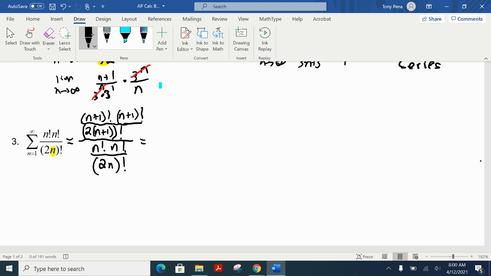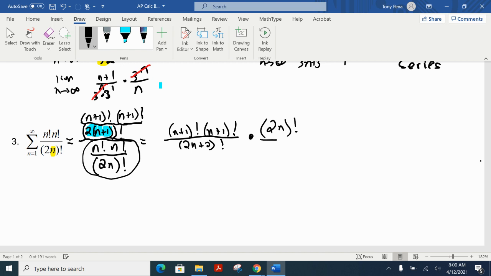All right, so now let's go through this here. The first thing I'm going to do, even before we get into that, is write this as two separate fractions. So I'm going to do an n plus 1 factorial, an n plus 1 factorial, all divided by 2n plus 2 factorial. So that's the n plus 1 term simplified a little bit. Then take your denominator and multiply by the reciprocal. So this would be a 2n factorial, and then I have an n factorial and an n factorial.